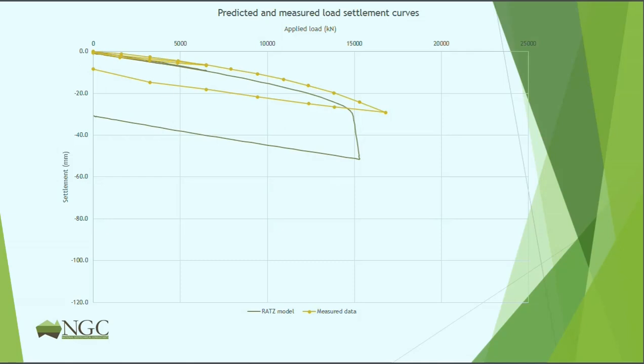So that was what, based on the site investigation and my design, I said I think the load settlement curve will look like this. The yellowish line is how it actually behaved. So my design was a little bit conservative.